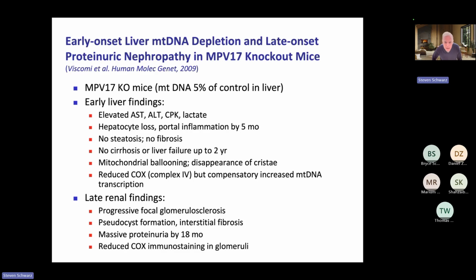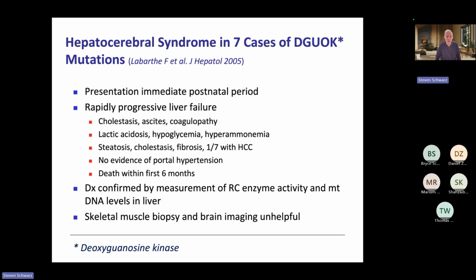This is DGUOK, again, presents in the postnatal period, rapidly progressive liver failure. This is another one. The diagnosis is confirmed by respiratory chain activity and mitochondrial DNA levels. Another mitochondrial depletion syndrome.